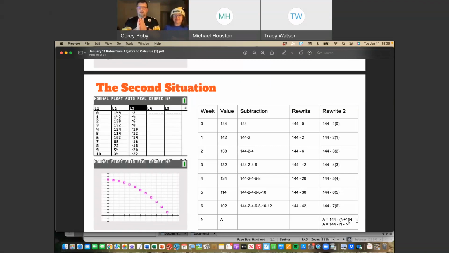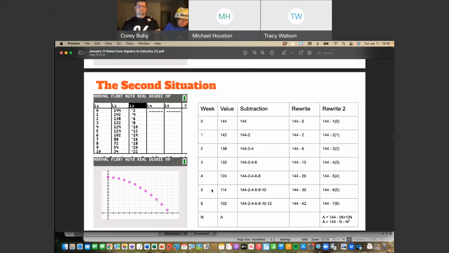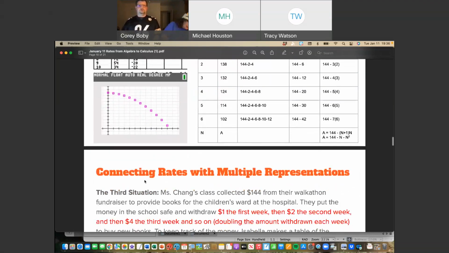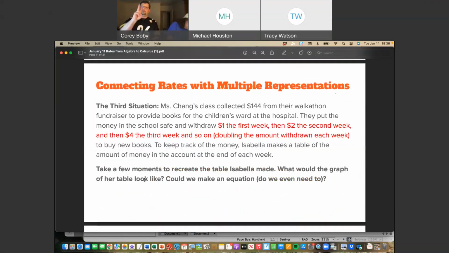So I have a third one, and I'm going to let you pick the platform that you wish. Okay. This time, the numbers are $1 the first week, $2 the second week, $4 the third week, and then $8. It doubles each time. So take a moment and make your table. Tracy's making her table right now.